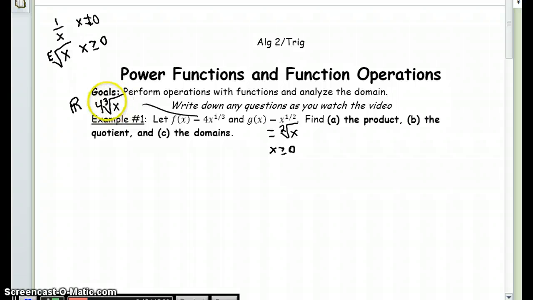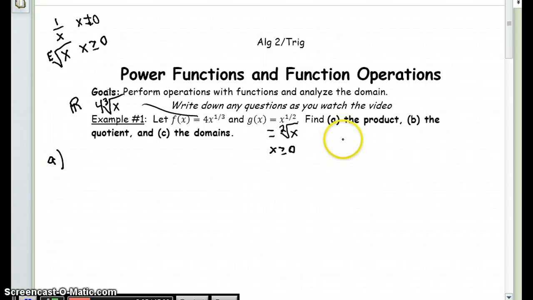So in this piece right here, the 3 is odd, and so I can put all reals into that, where here this 2 is even, which means I have to have all positives, including 0. Alright, let's go ahead and do the algebra on this problem, and then state the domain at the very end. Alright, so A.